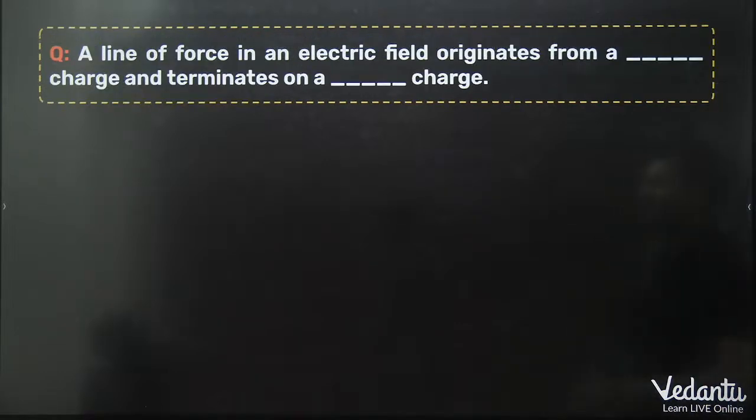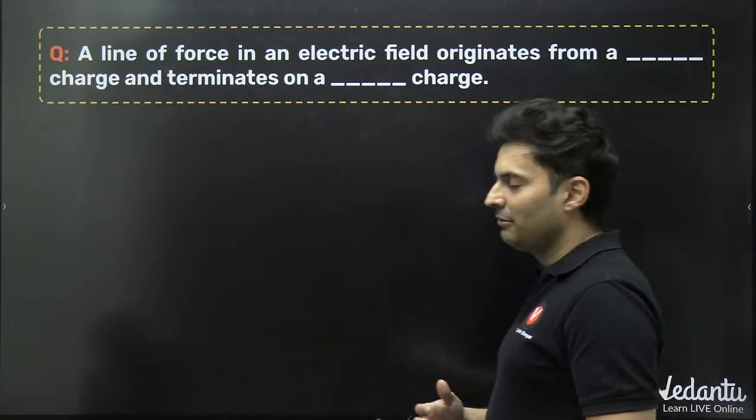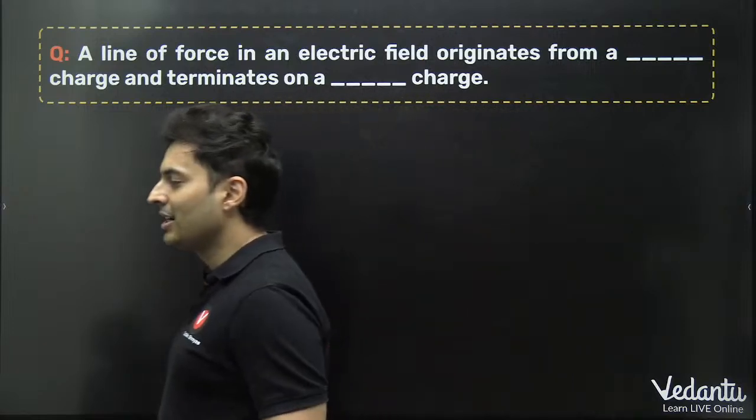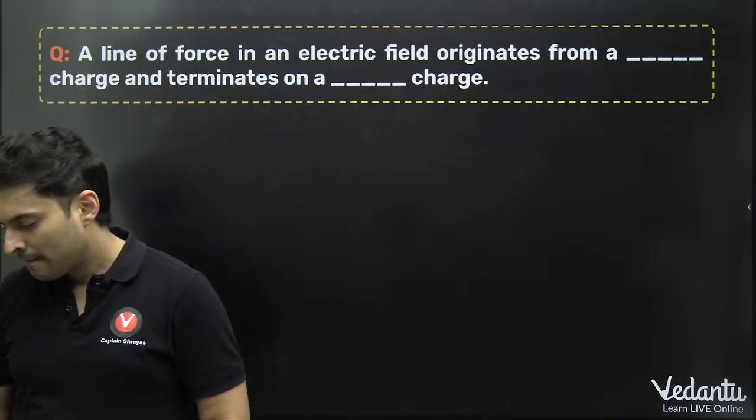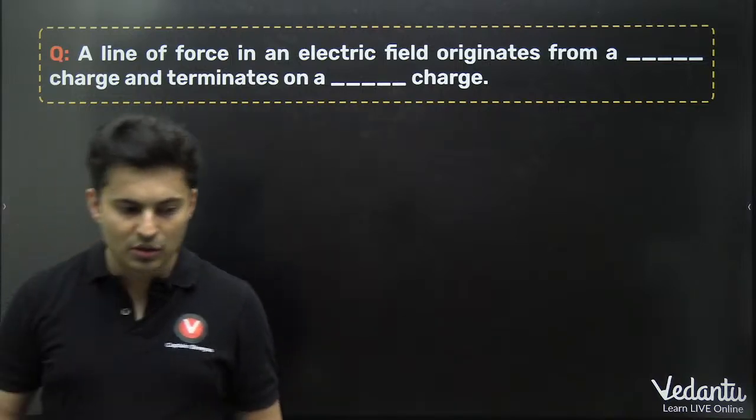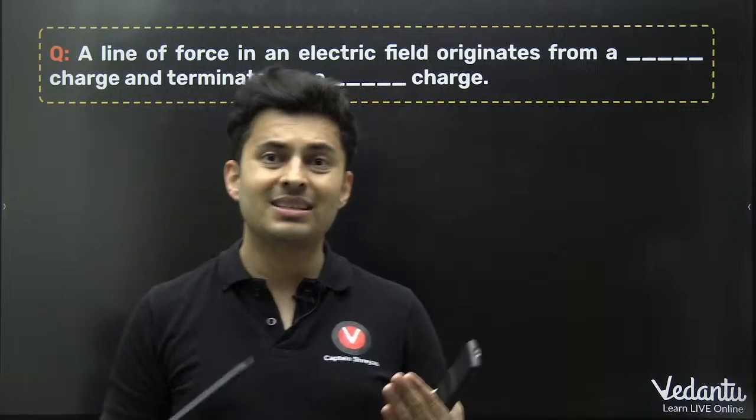Okay, a line of force in an electric field originates, very simple, originates from dash, terminates on dash. I want everybody to spam this. Yeah, Uchuk, this is also going to help you for your mains second attempt.